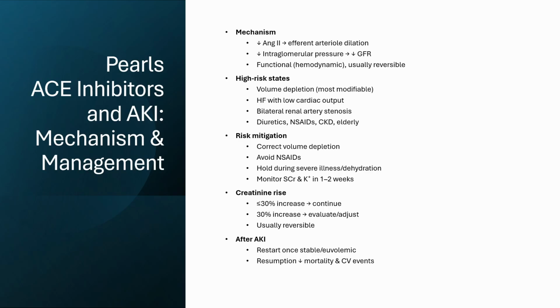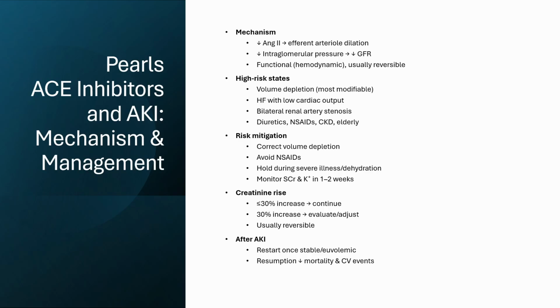Angiotensin II preferentially acts on the efferent arterioles of the glomerulus, which normally increases the GFR. With less angiotensin II available, we end up with increased efferent arteriolar vasodilation and reduced GFR. Certain health conditions are dependent on angiotensin II to maintain adequate GFR, such as volume depletion, heart failure with low cardiac output, or bilateral renal artery stenosis.